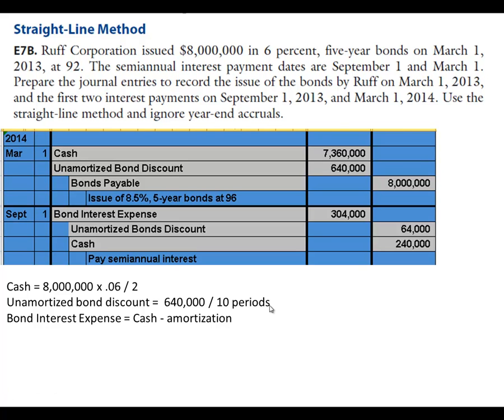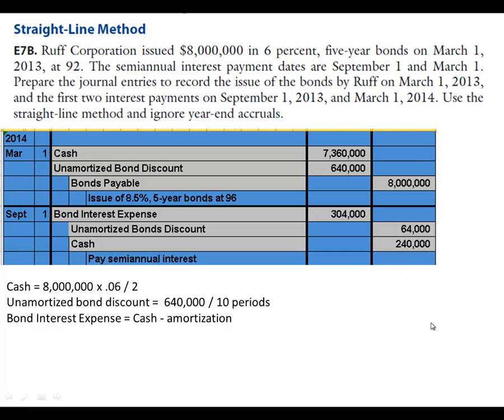So when we do our journal entry to pay interest, we will credit the unamortized bond discount by $64,000. And when we do that 10 times, because we're going to do this journal entry 10 times, that account will then become 0. And the amount of cash paid out, $8 million times 6% divided by 2, is $240,000. So then our bond interest expense will be debited for the sum of those two.